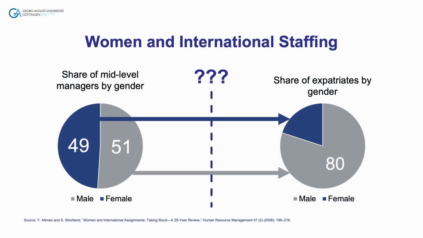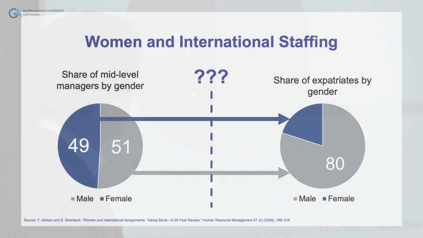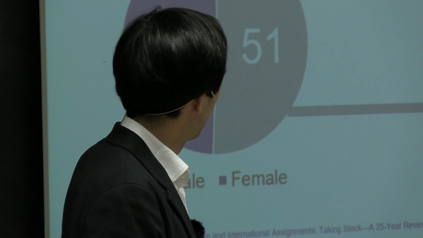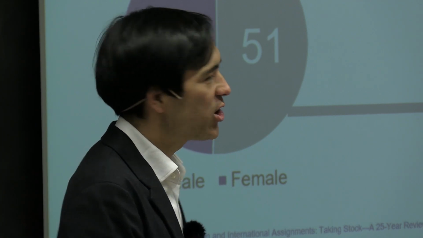Here we also have interesting data. I think this was by Susan Shortland, a survey in Australia or the US, showing that we already have almost parity in terms of gender at the general level up to middle level management. But if you look into expatriation, who are the expats, where are they from? There we have quite an imbalance. We have mostly men and few women, 80% men, 20% women.